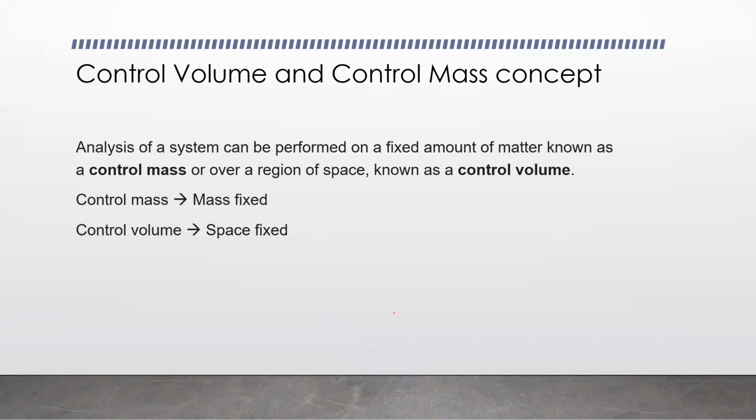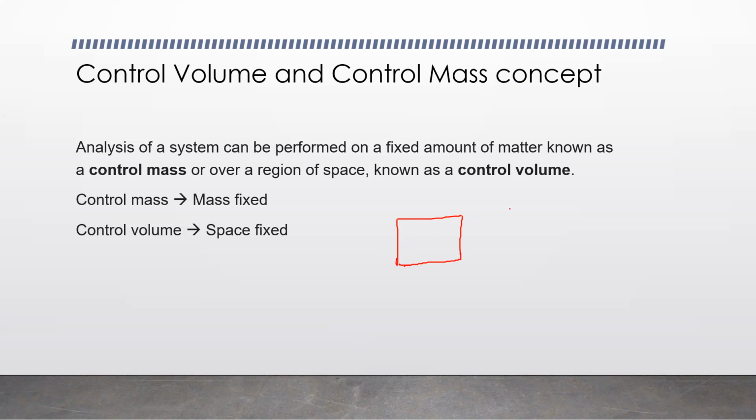Then we come to two very important concepts: the control volume concept and the control mass concept. All right, control volume and control mass. So let's understand what is control volume and what is control mass. Fine. So whenever we have a system, what is a system? A system is any particular part of the universe on which our calculations are based.